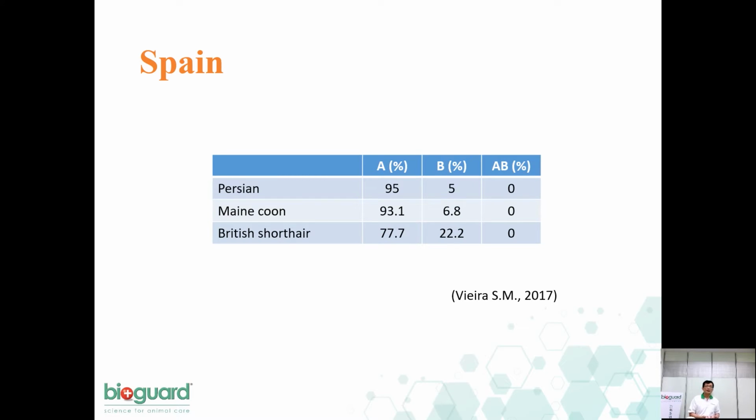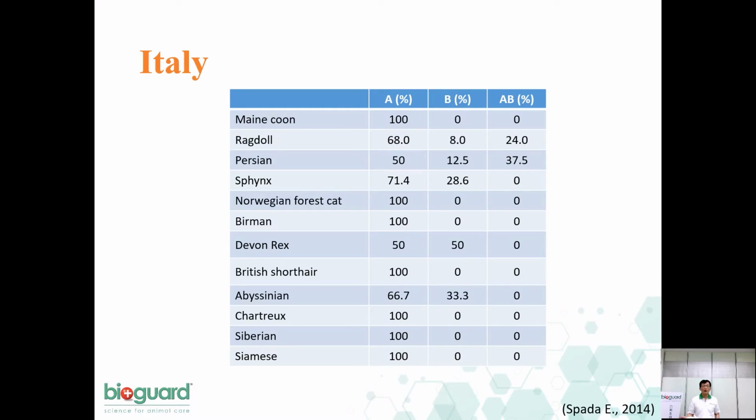This is a study done in Spain. Here, the percentage of blood group B is still high for the British Shorthair, but it's not as high as those tested in the British. To summarize, the study done in Italy showed quite different results. So that is important. It needs to be known. It's important not to just assume the blood type of the cat without doing the blood typing.